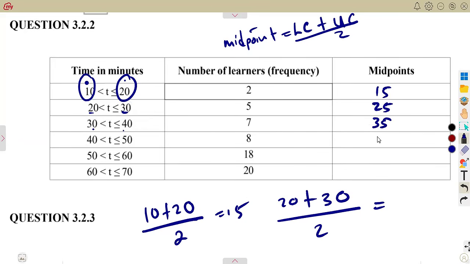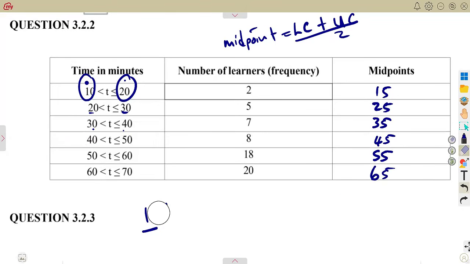From 40 to 50, it was going to be 45. 50 to 60 was going to be 55. And this was going to be 65. You just have to add whatever you have here, divide by 2. Minimum, maximum, divide by 2. Lower, upper, divide by 2. That is the condition of how to calculate the midpoints.